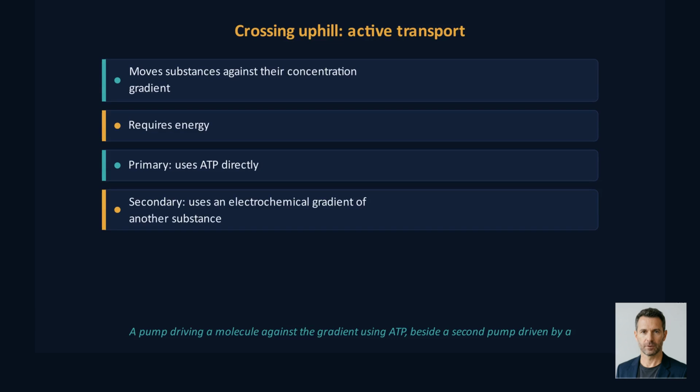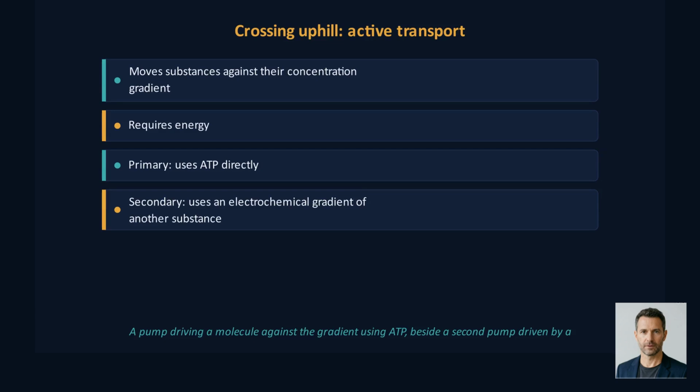That is active transport, and pushing uphill is never free. Active transport requires energy. There are two ways to pay the bill. Primary active transport uses ATP directly to move molecules, spending the cell's energy currency right at the pump.